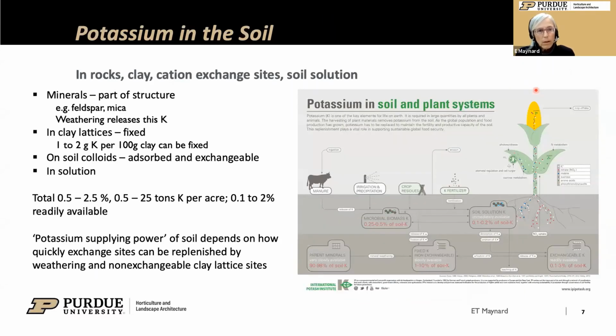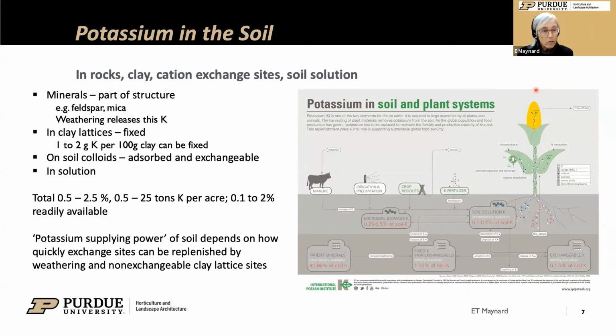In the soil, most of the potassium is in forms that aren't available to plants, in minerals, part of the rocks, like in feldspar or mica. Now, in the long term, weathering will release that potassium, but in the short term, that is just not available to plants.